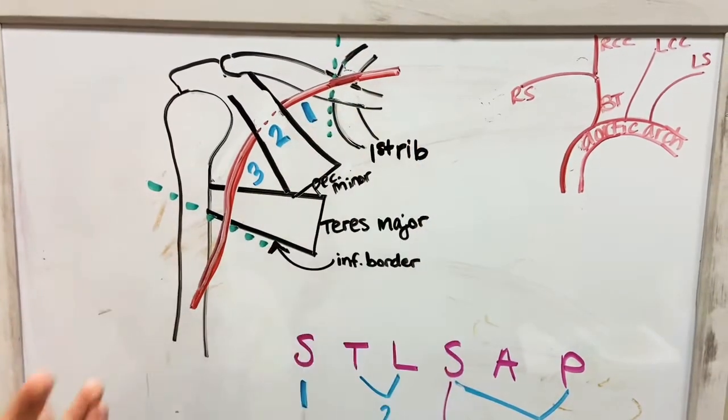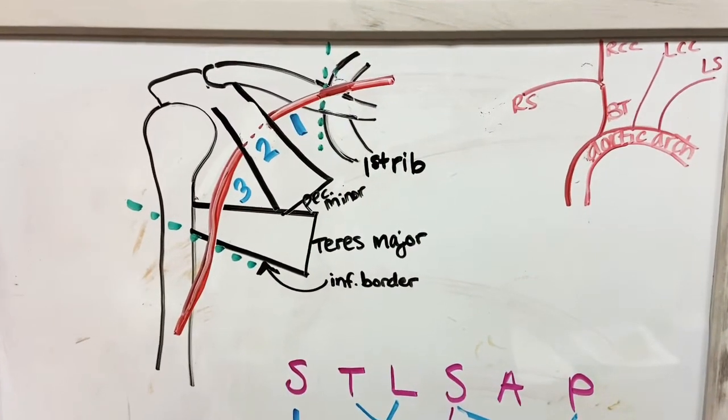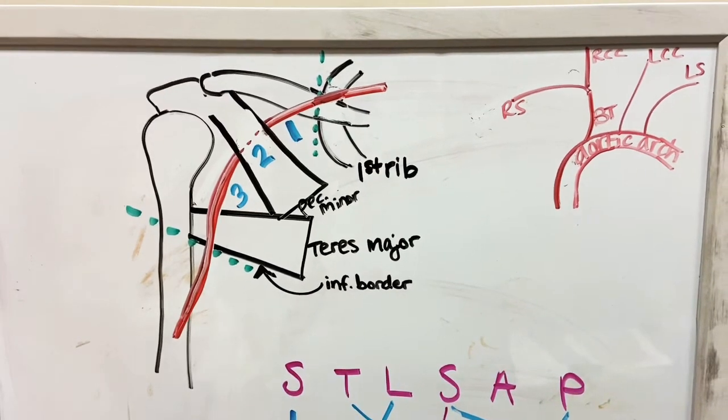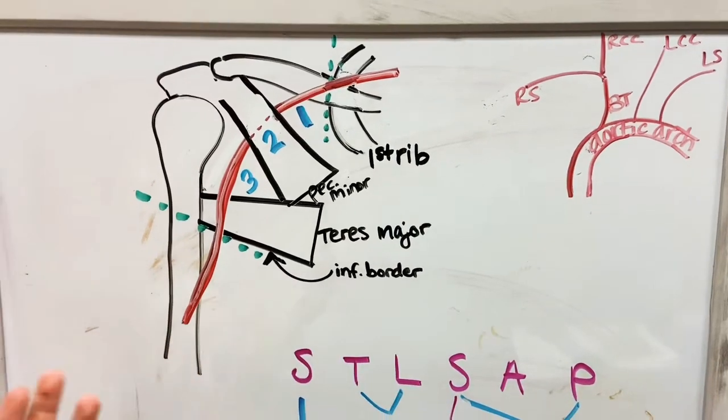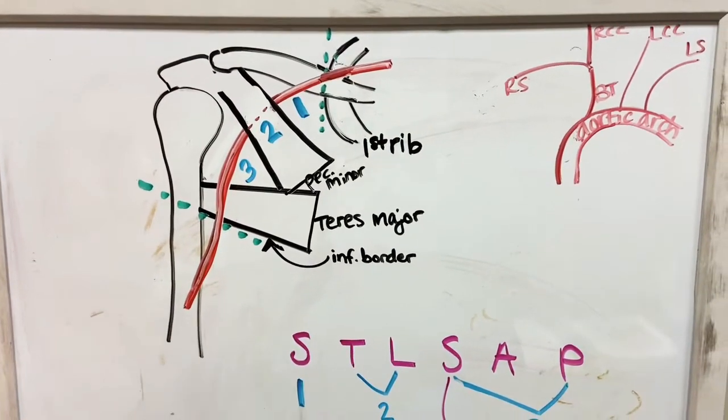I drew those in kind of a mint color to note them, and they will ask you questions about that on the exam, knowing that the lateral border of your first rib and the inferior border of the teres major are going to be those borders for name changes.